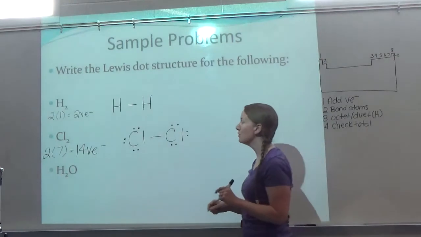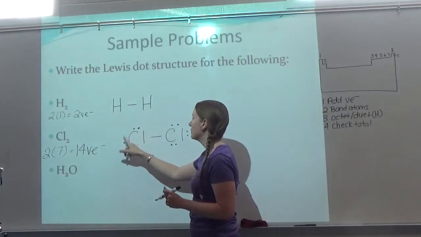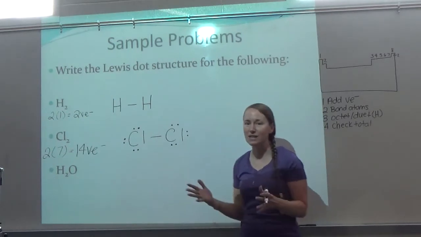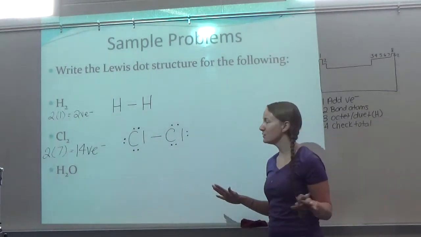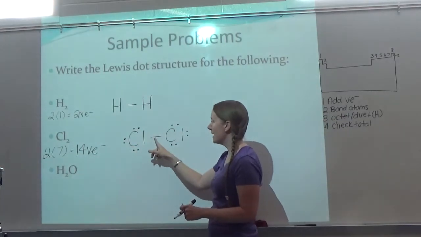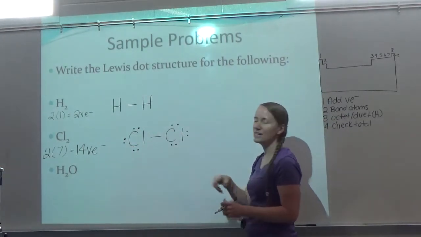I have students who will do that. They'll say, okay, there's 2, 4, 6, 8, 10, 12, 14, 16, and they've counted the bond twice. You don't count the bond twice when you're counting your total. I just count 2, 4, 6, 8, 10, 12, 14, like that.